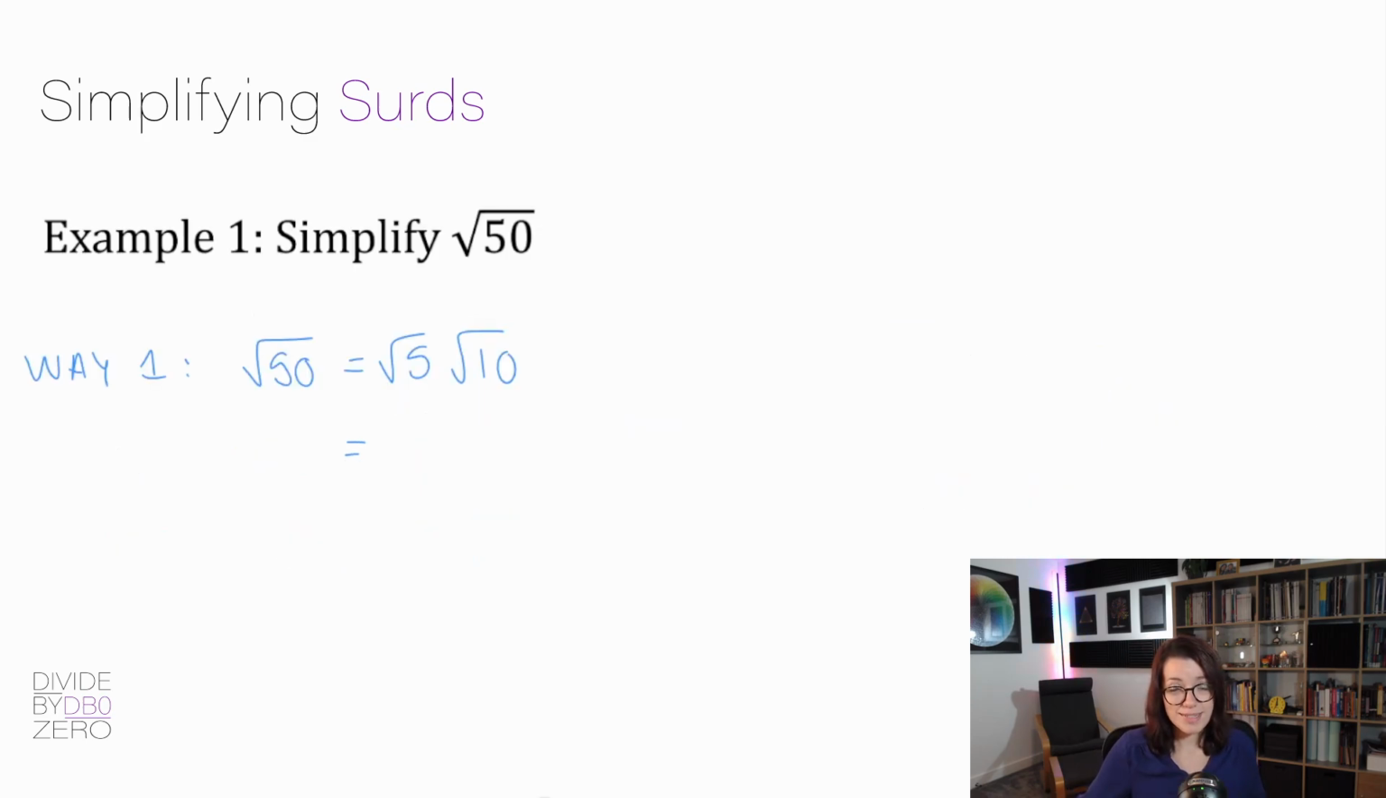Now, I'm going to keep simplifying this by breaking those numbers down into smaller ones where I can. So root 5, I can't split into anything else because the only way of doing that would be root 5 times root 1, which wouldn't be helpful. So I'm going to keep the root 5, but I'm going to split the root 10 down into root 5, root 2. Then I can see we have that special case where we have 2 surds that are the same multiplied together. So that's going to give us just 5, and then the root 2 stays as it is. So the final answer is 5 root 2.